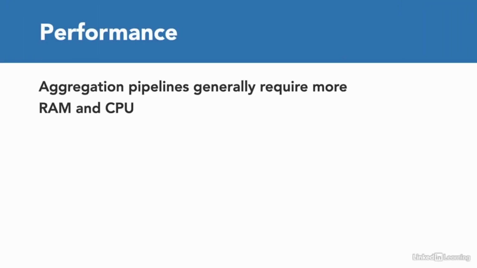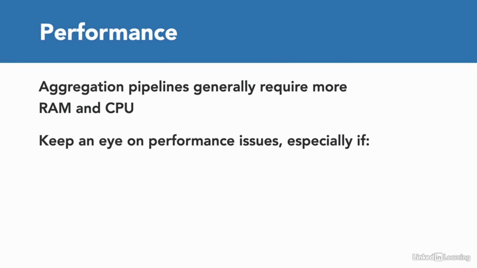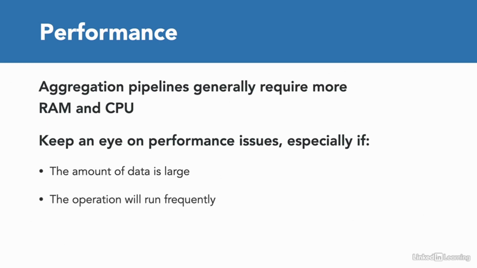Aggregation pipelines are super powerful, but they also require more RAM and CPU than CRUD operations. So you'll want to keep an eye on performance issues with them, especially if the amount of data you're processing is large, the operation will be run frequently, or the operation is intended to provide real-time data fast. Luckily, MongoDB allows you to see information about how aggregation pipelines and other queries perform fairly easily. Let's look at it on the terminal.